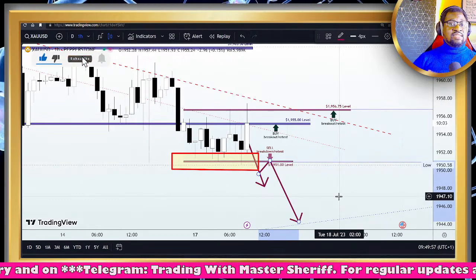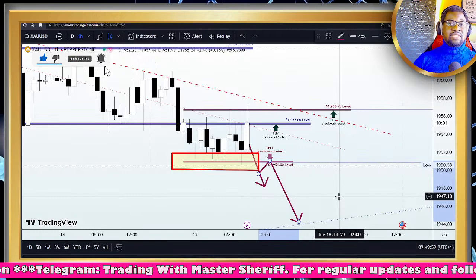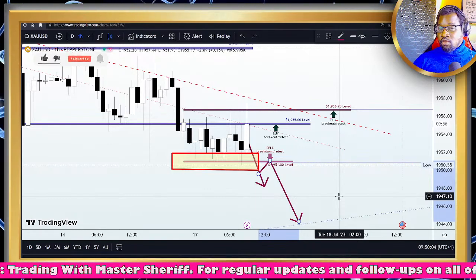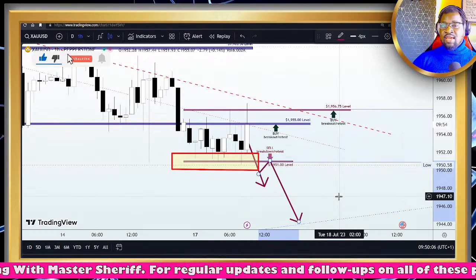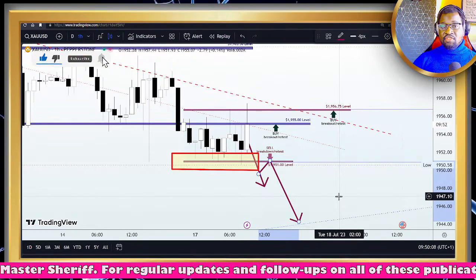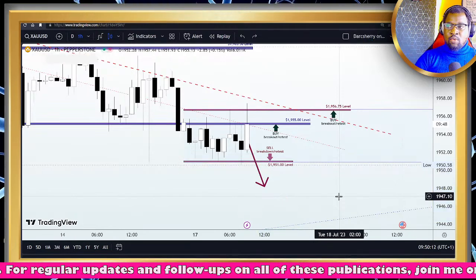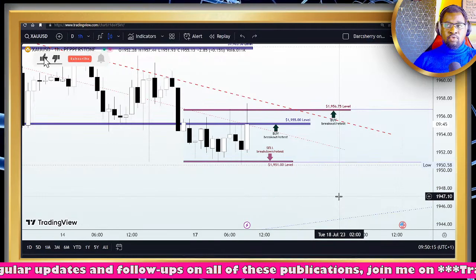So we are not going to be selling unless price action breaks down and retests the 1951 level, which has of course been a very strong buy niche in the last three days now. Now, with this information we have gathered, I want to be positioning myself for a bullish move.